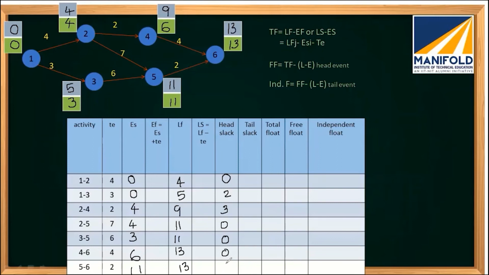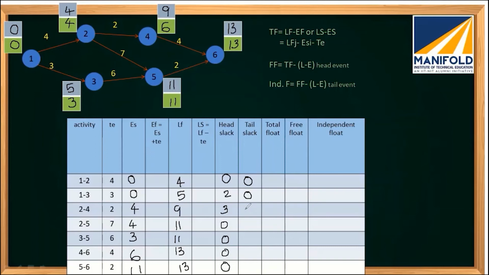For 5 to 6 also, 13 minus 13 will be 0, because 6 is the head event. Now for the tail event slack, so for 1 to 2, 1 is the tail event. The slack for 1 will be 0 minus 0, which is 0. 1 to 3, same. 1 is the tail event, so the tail event slack will be 0 minus 0 equal to 0.